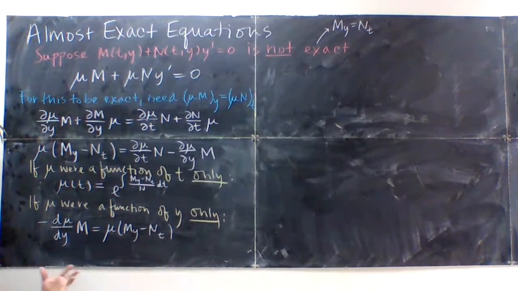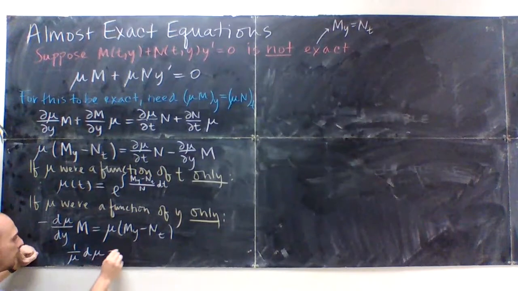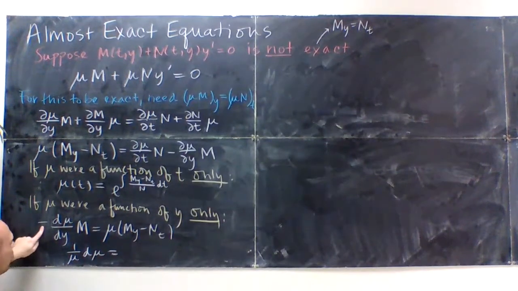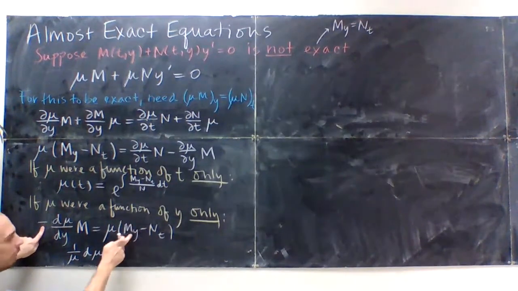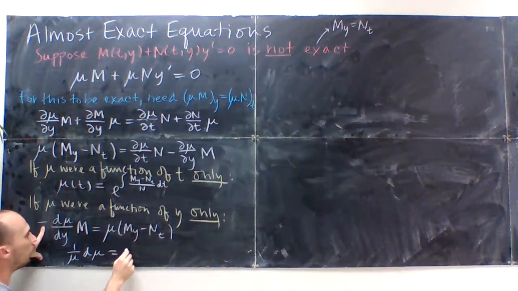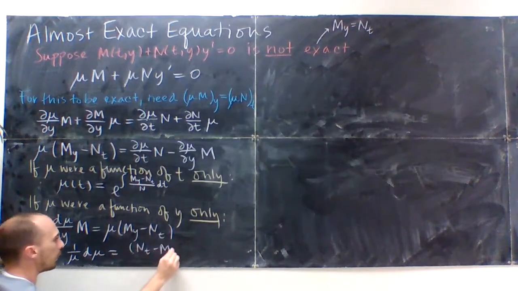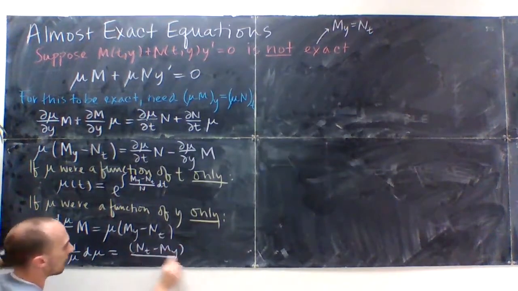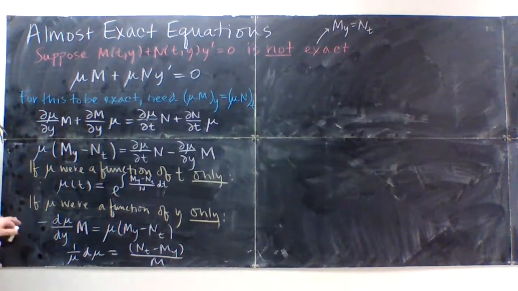Okay, then I could separate variables. I could say 1 over mu d mu equals, okay, I've got to deal with this negative, so I'll deal with that by moving things around: nt minus my. So that would be nt minus my. I'm going to have to divide by that m, and then dy.